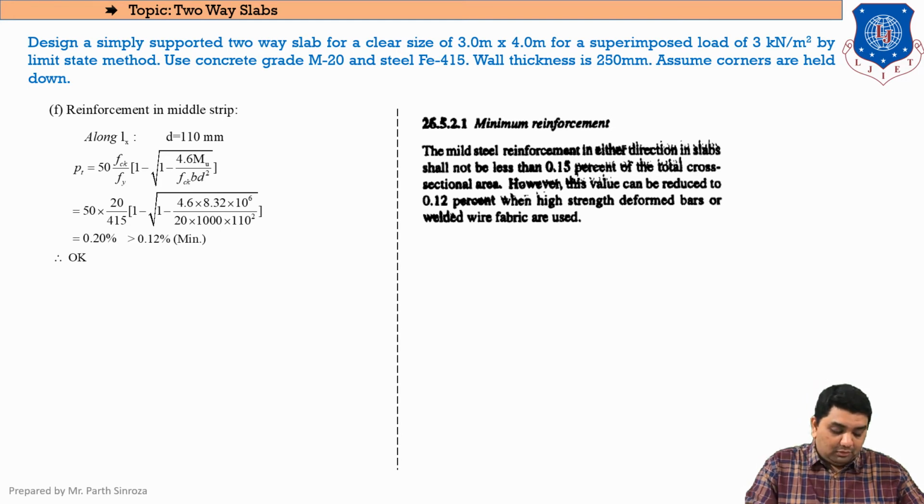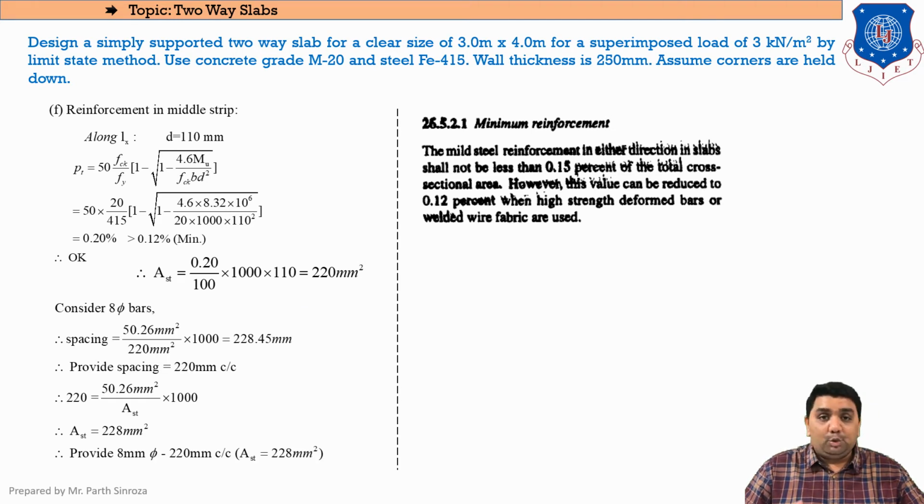So this PT value should always be greater than 0.12 in any of the cases, as this is the minimum value. So it is satisfied. Now we'll be finding the value of AST. So AST in this case will be 220 mm square. Now we will be assuming a bar. Again, you can assume a bar of 10 mm diameter. Here I have assumed it to be 8 mm diameter. So after assuming the bar, we will be providing spacing, and the final answer will be somewhat like this.